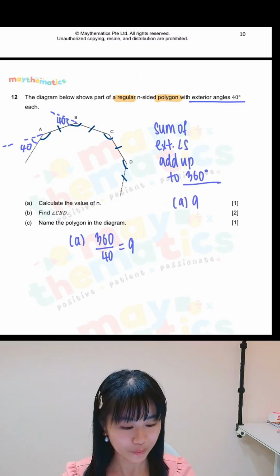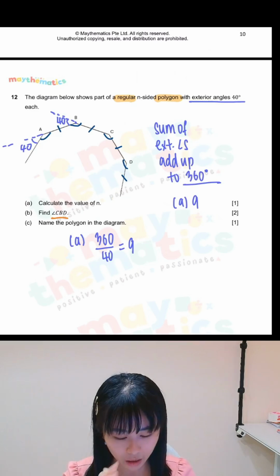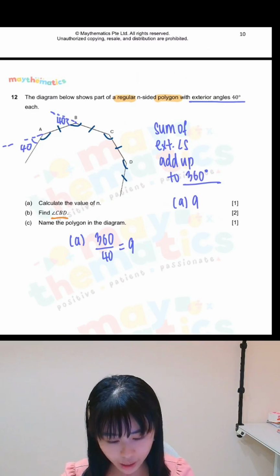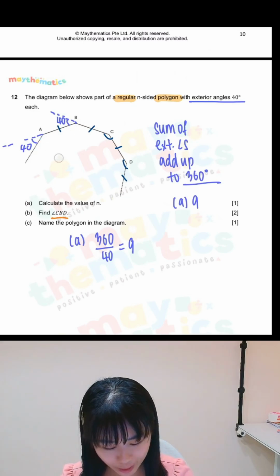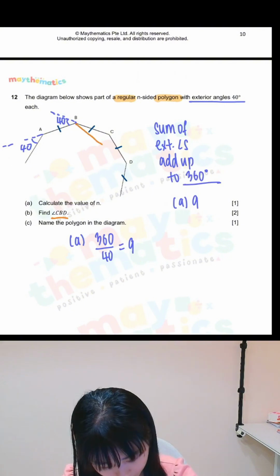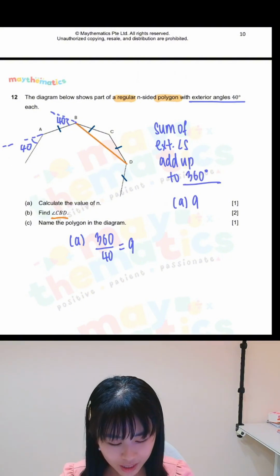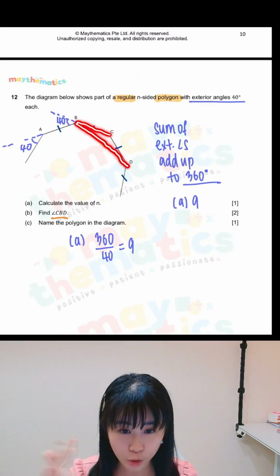Now next one, part B. Find CBD. Now a bit hard. Why is it a bit hard? You need to draw a line. Some of you stare at the question, wondering what to do. Just draw the line, don't overthink. Because C, B and D are here, you have to draw the line yourself.